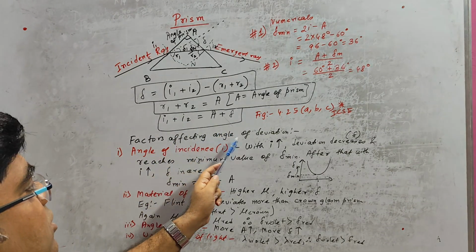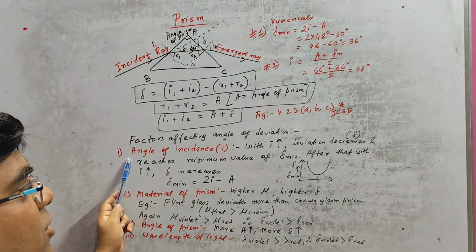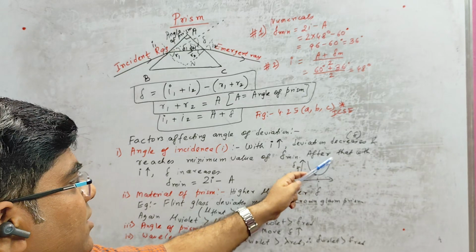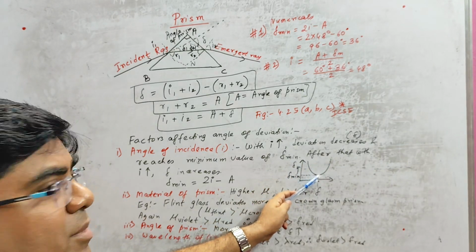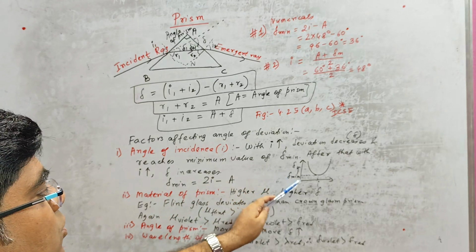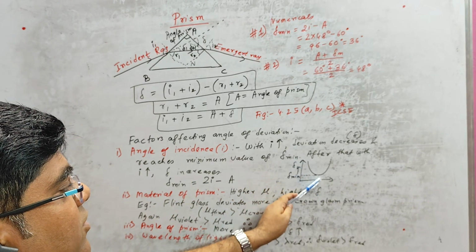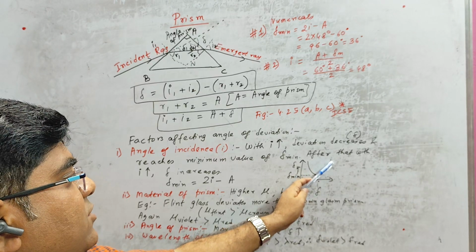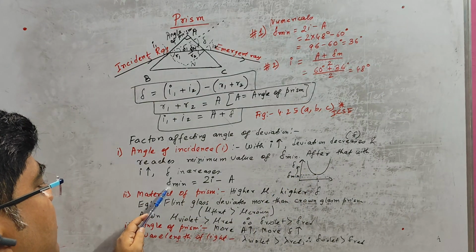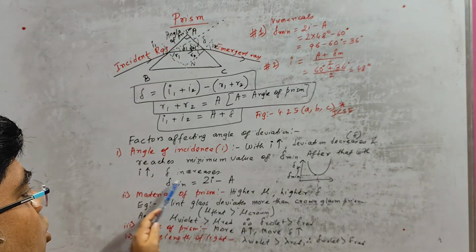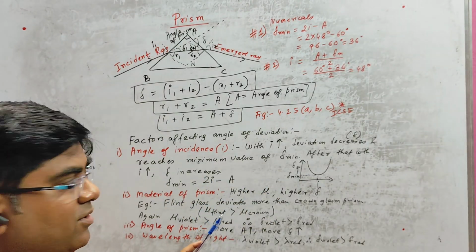The major factor which controls the angle of deviation is the angle of incidence. If the angle of incidence increases, the deviation will decrease like this. It will reach a minimum value, after that it will again increase. So with the angle of incidence, the deviation value first decreases, reaching a minimum value, after that again it will increase. So that's why minimum deviation can be found out by 2i minus A. This is a very important formula which is established from this graph.